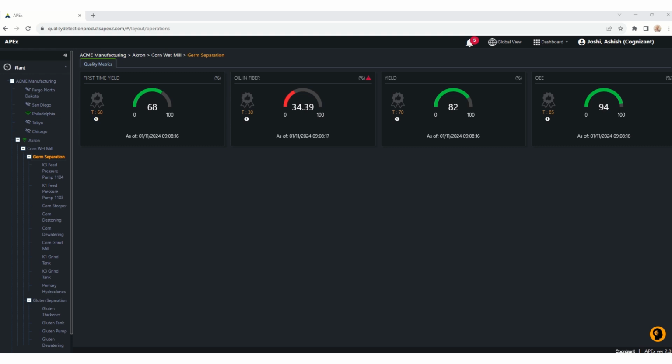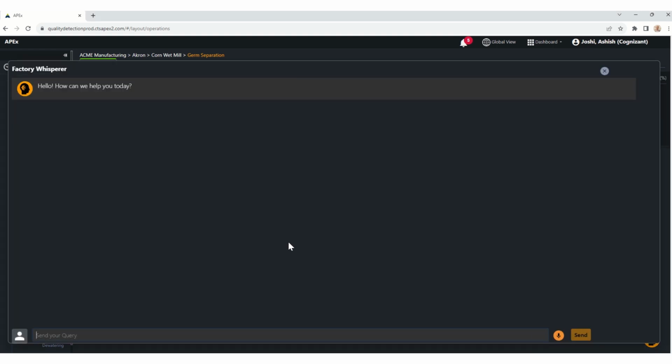Now, as a production manager, there are a couple of ways in which I can find out if there is a problem. I could get some alerts in my dashboard or my mobile, or I would be interested to know what is happening in my production. Either way, I can come and open this conversational interface and just type a quick query which says, hey, what are the production issues in my Akron plant for today?